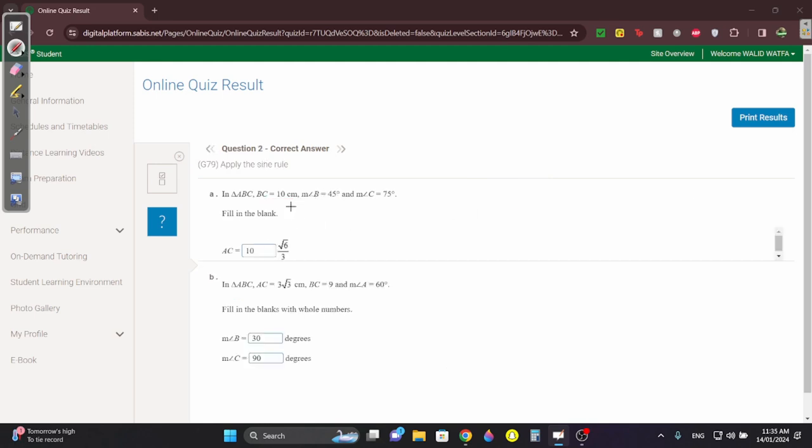Okay, now trying question 2, ABC again. Draw ABC. BC is 10, B is 45, and C is 75. What do they want? They want AC, this one here. Let's call AC side B. AC is side B.